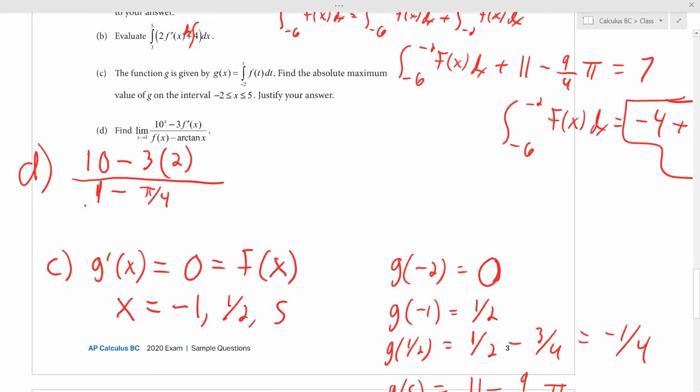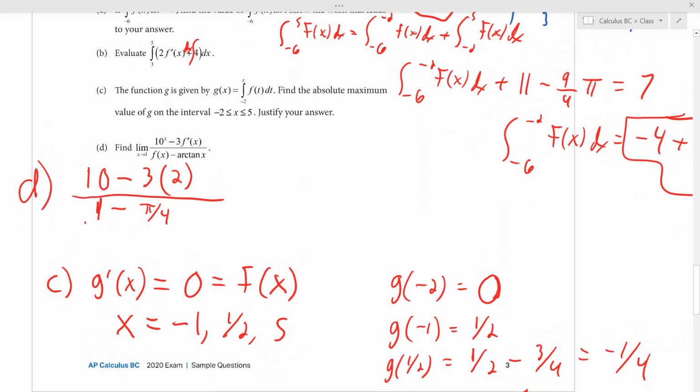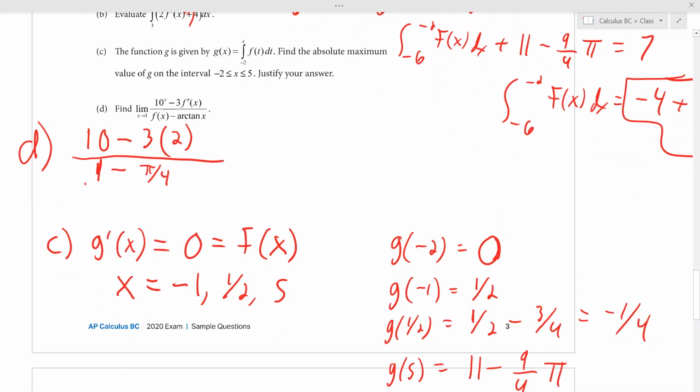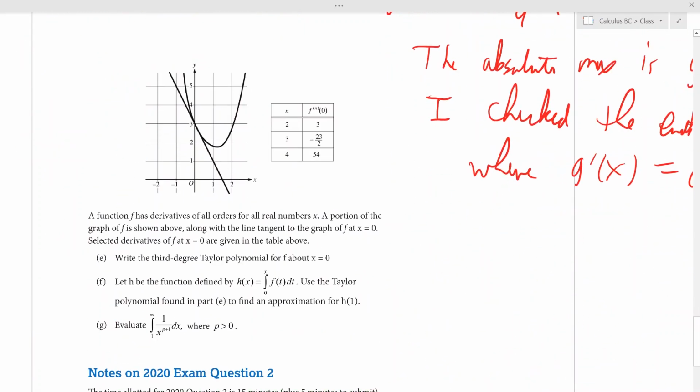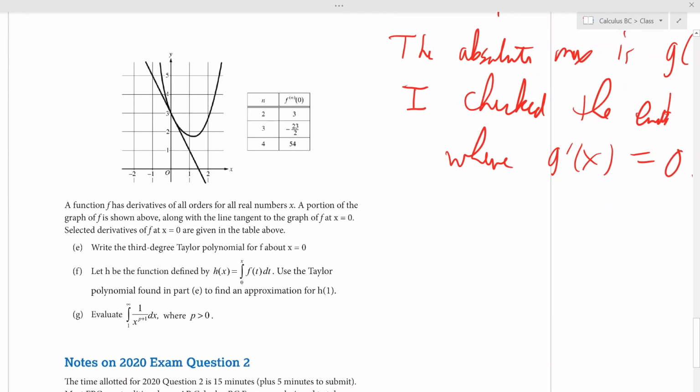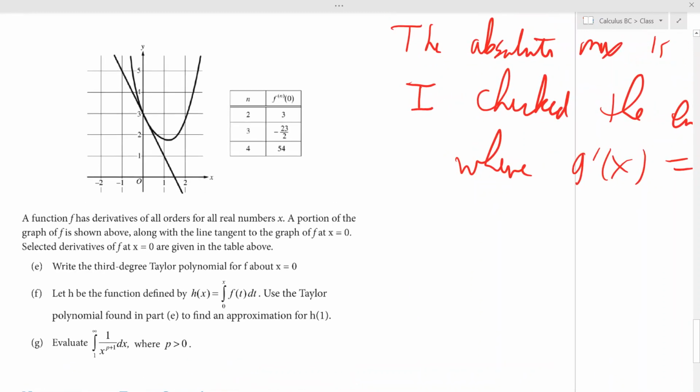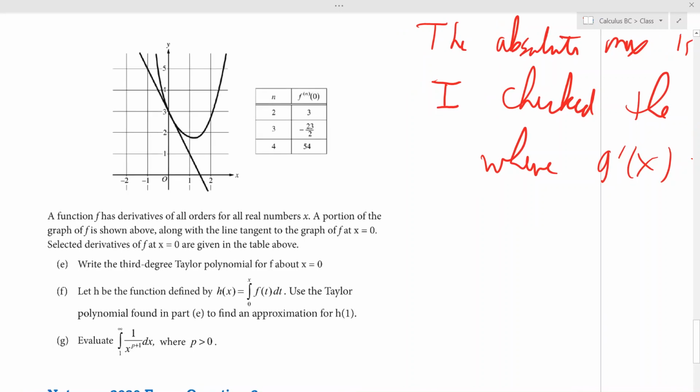Okay, that's D. Okay, let's go down to E. So now we're switching up to like a totally different question here. And just, again, they give us the derivatives, right? The second derivative, the third derivative, the fourth derivative.